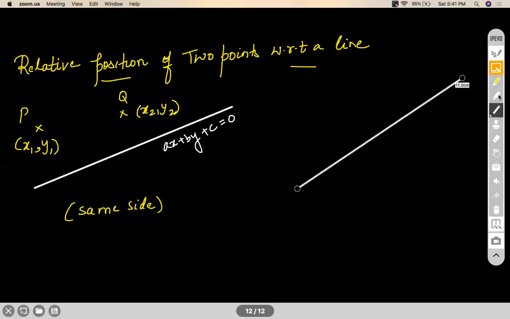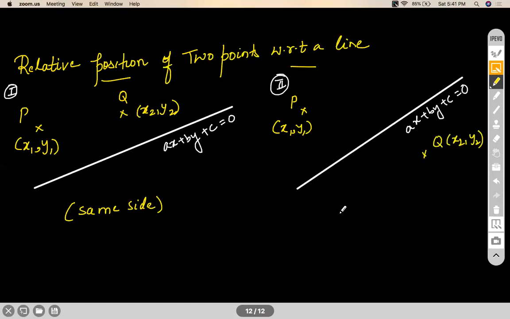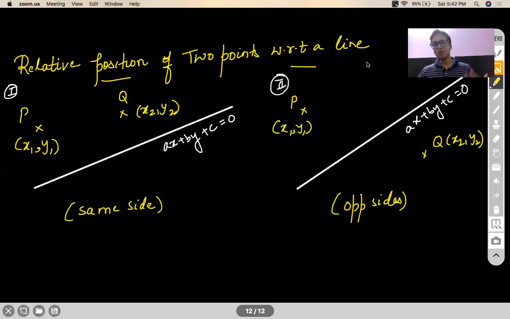So let me again draw another situation. So let me call this as first case. So let's say you have ax plus by plus c equal to 0. And let's say you have P, which is x1, y1, Q, which is x2, y2. So how would you know whether they are on the opposite sides of the given line? What will you do to know whether the points P and Q are on the same side as shown in case 1, or whether they are on the opposite sides as shown to you in case 2? How would you figure that out without sketching it?